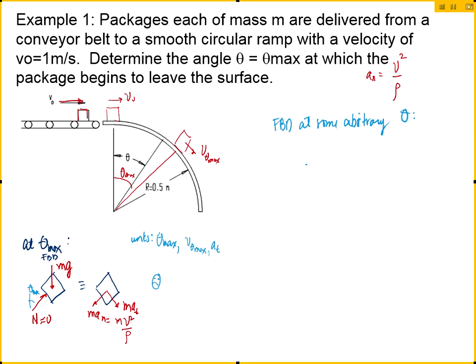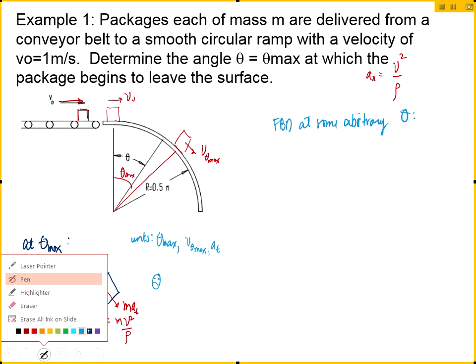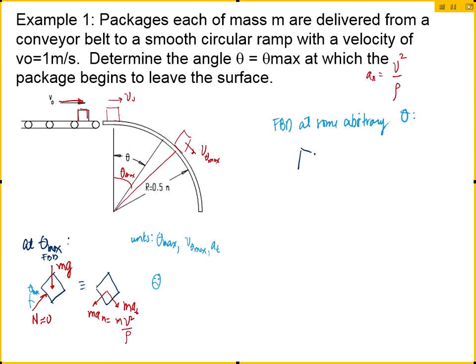Okay, go. So at any theta, what are the forces acting on the free body diagram? So here's some smaller theta here. That's the FBD. Okay, what forces are acting? mg is always there, and then we have a normal force. And the normal force this time is not 0, right?